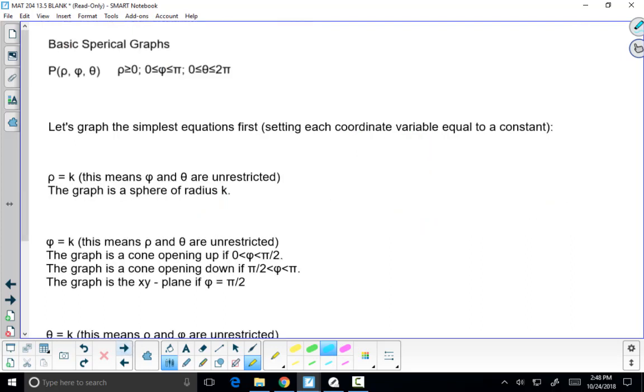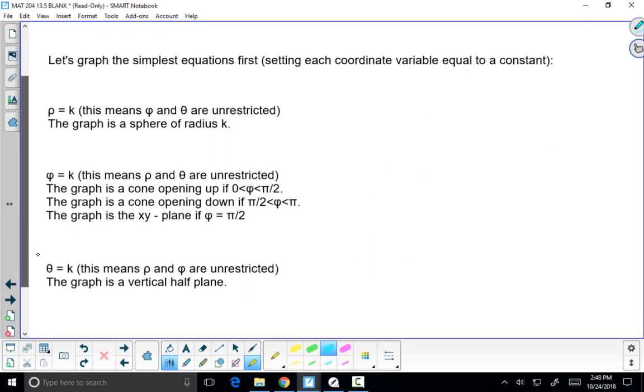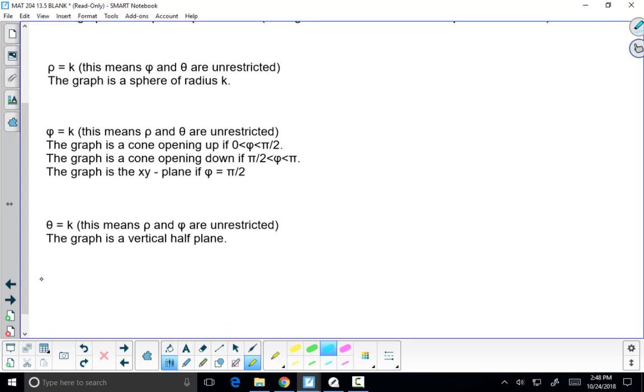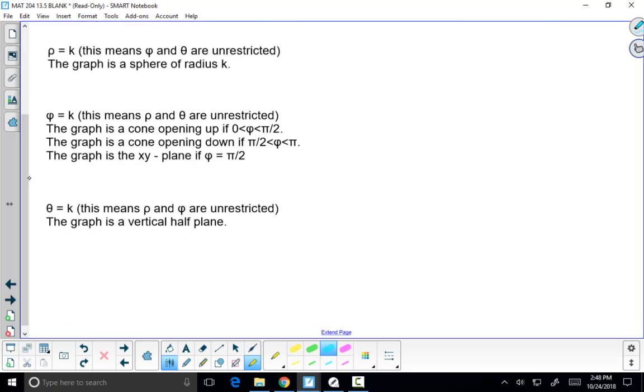Okay, so basic spherical graphs, same thing we do every time we have a new coordinate system. Rho equals k is a sphere of radius k, centered at the origin. Pretty simple. Phi equals k. That means that the rotation from the positive z-axis down is a constant. But then theta can be anything and rho can be anything. So we're going to get what we traditionally think of as a cone, half of a cone. As long as that rotation is between 0 and pi over 2, we're going to get an upward opening cone.